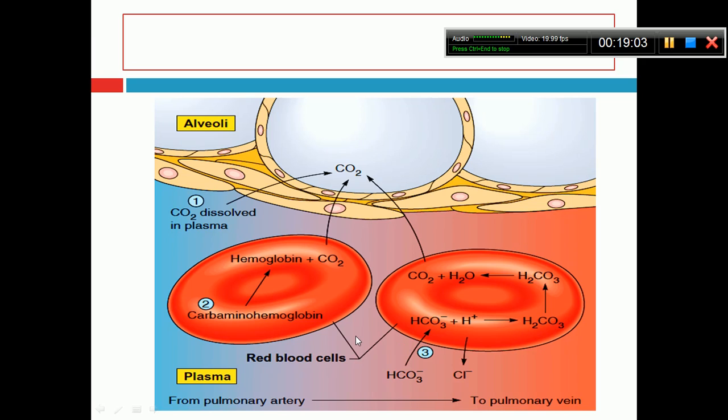Third, both of these are in RBCs. The chloride shift was that chloride ion moved in and bicarbonate moved out. Now, bicarbonate will move in and chloride will move out. Again this will make carbonic acid. Carbonic acid will again disintegrate into carbon dioxide and water, and ultimately carbon dioxide will move out, from the pulmonary artery to the pulmonary vein.